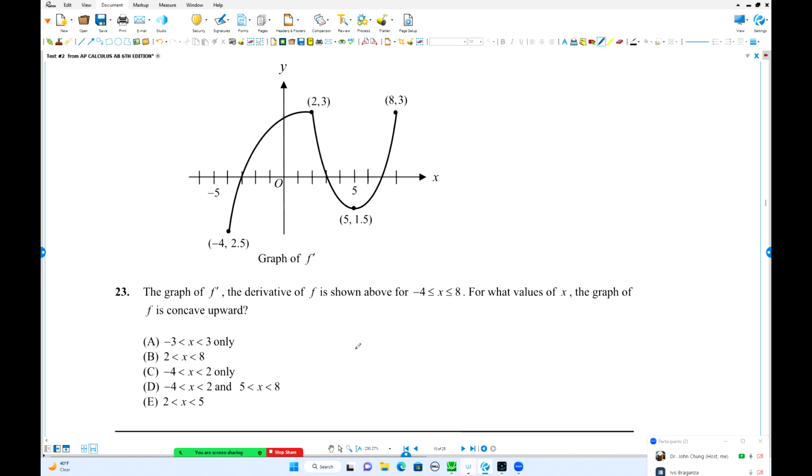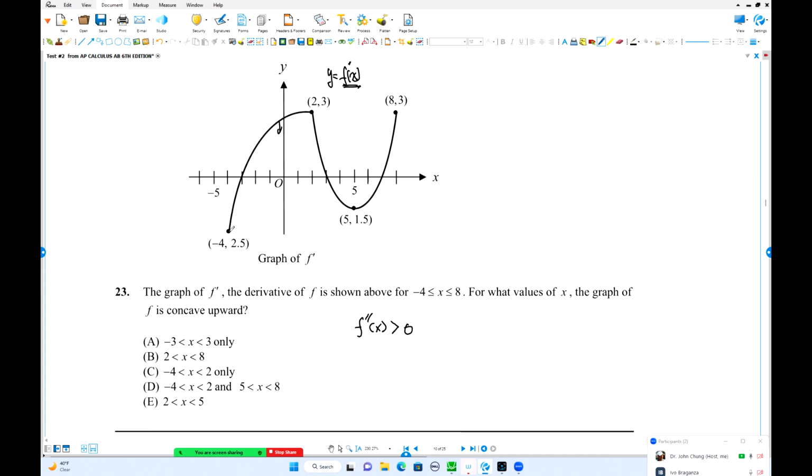Number 23, the graph of f prime, the derivative of f, is shown above. That is the graph of the derivative, from negative 4 to 8. For what values of x is the graph of f concave upward? Concave upward means the second derivative is positive, right? Also, you can see the graph is upward. But this is not the original graph; this is f prime x, the graph of f prime x, not the original.